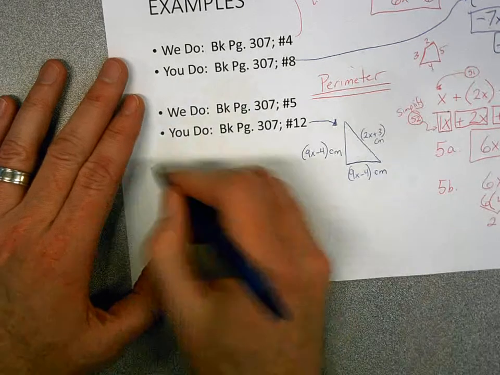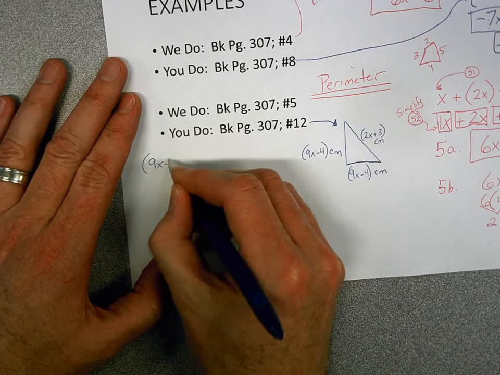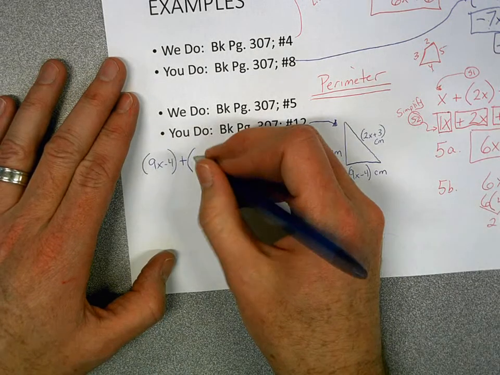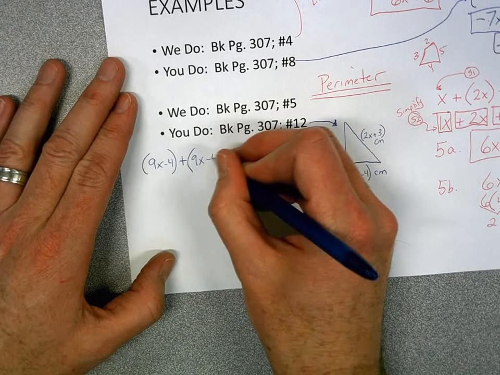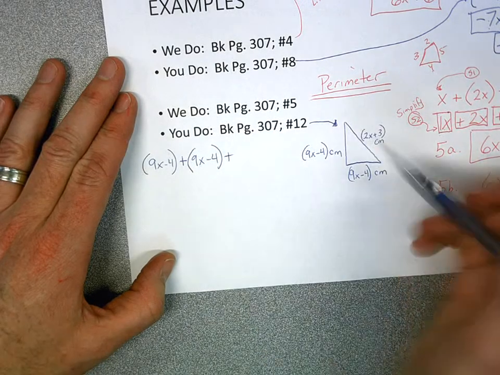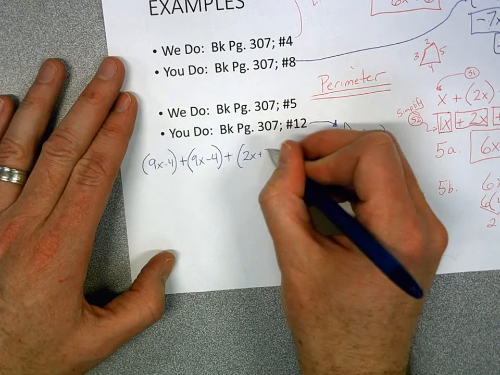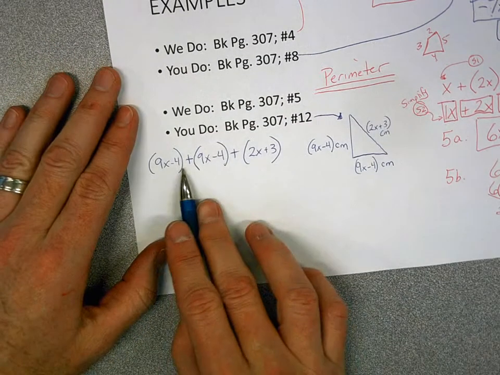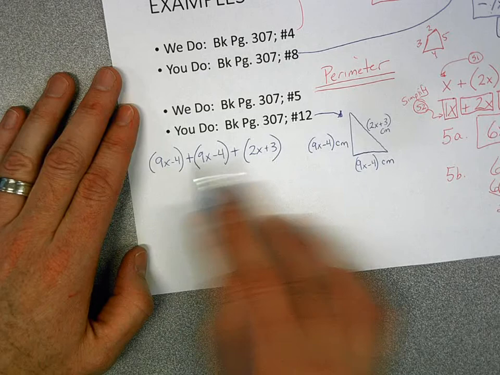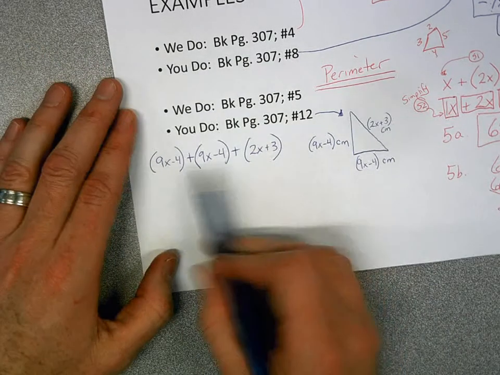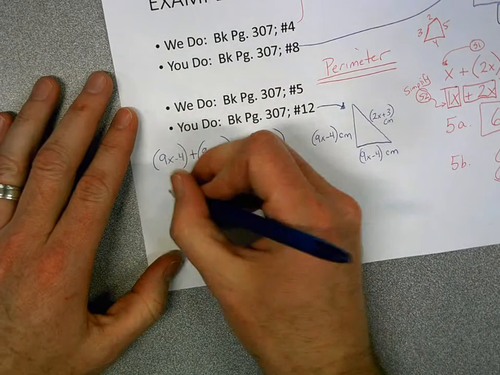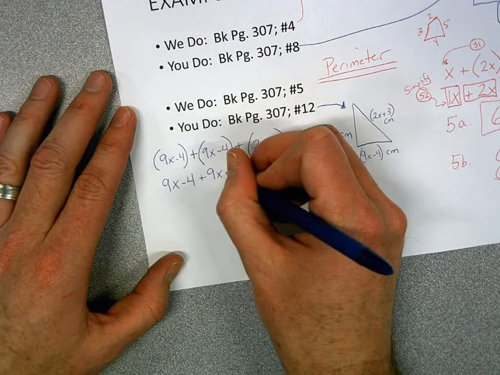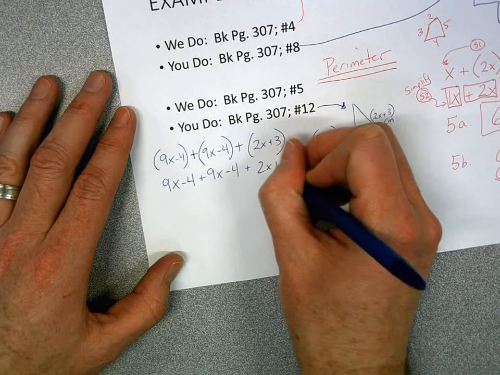So here we go. We have 9x minus 4 plus 9x minus 4 plus 2x plus 3. They don't have to write centimeters within the problem. Again, all addition, so the value's not changing inside the parentheses. So we can drop the parentheses and rewrite it without: 9x minus 4 plus 9x minus 4 plus 2x plus 3.